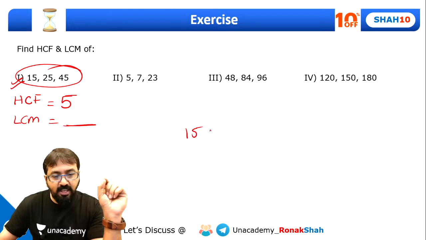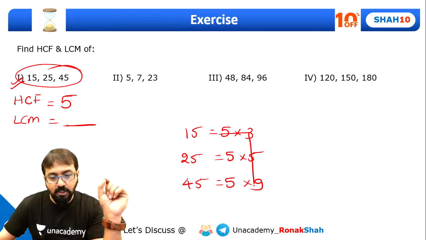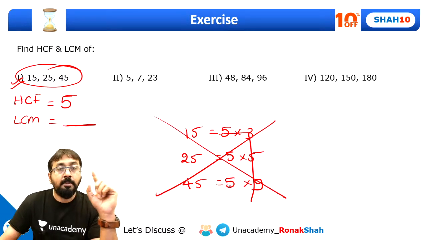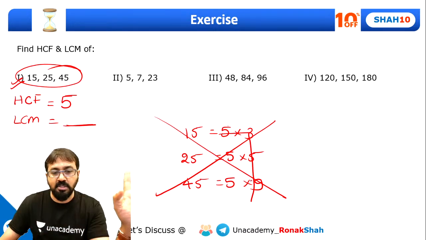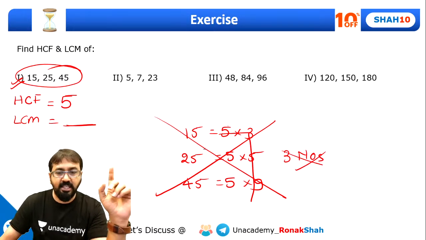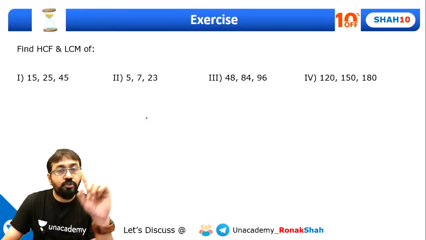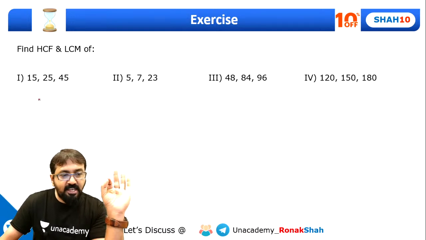If you are doing it this way, 15 is 5 into 3, then 25 is 5 into 5, and 45 is 5 into 9. If you are doing it this way, this is not correct, because that method can be used only for 2 numbers. You can't use it for 3 numbers. For 3 numbers you can't use this method. याद रखना ये, ठीक है? तो 3 नंबर्स के लिए नहीं यूज कर सकते, 2 ही नंबर के लिए यूज कर सकते हैं, पहली चीज. So HCF तो हमें पता चल गया इसका, HCF is 5 definitely.